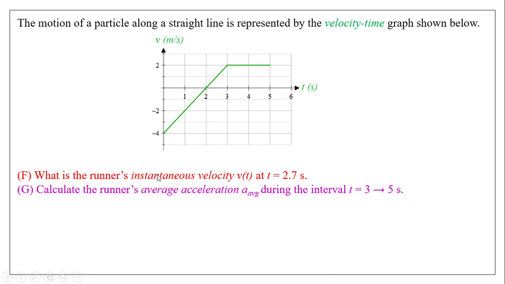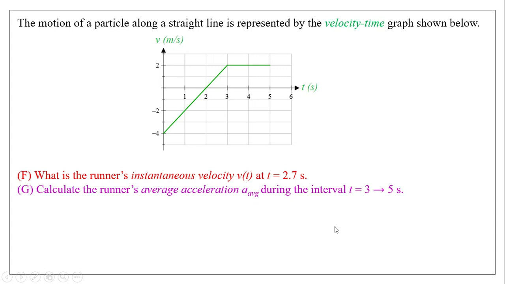Part F asks you, what is the runner's velocity at 2.7 seconds? So here's 2 seconds, and then here's about 2.7, where my cursor is tracing out. Again, about there. If I go up, that's where the green line is, and I go all the way across, I know I should get a value less than 2, but bigger than 1, okay? Because that's what the graph interval is.